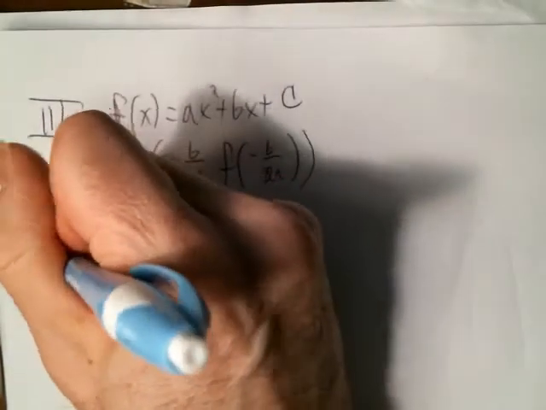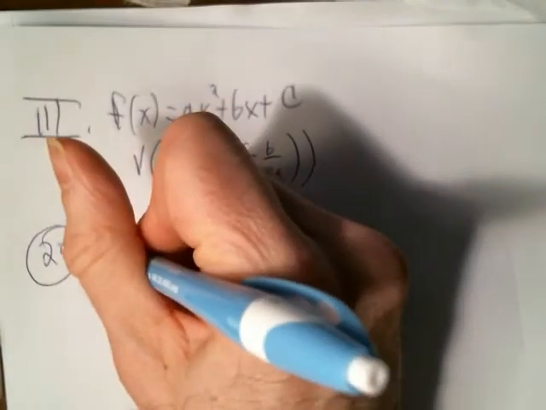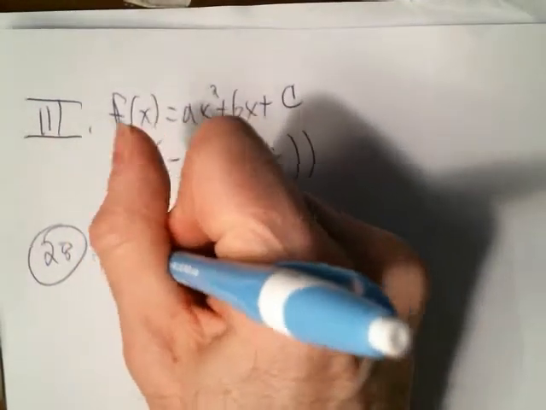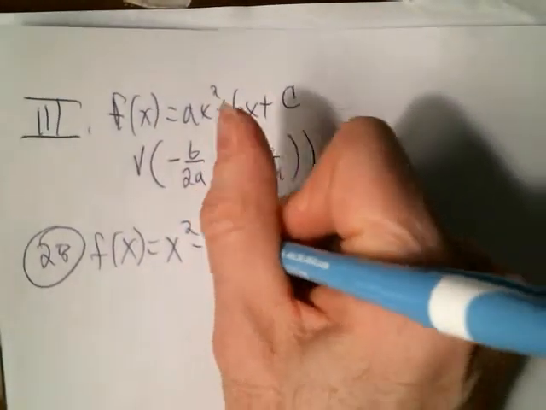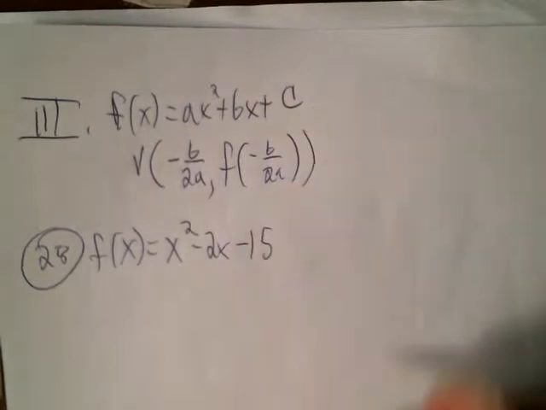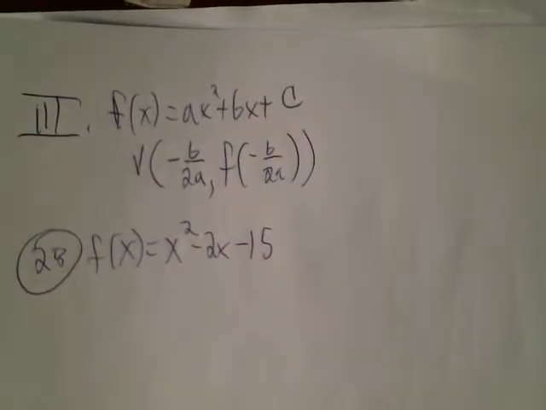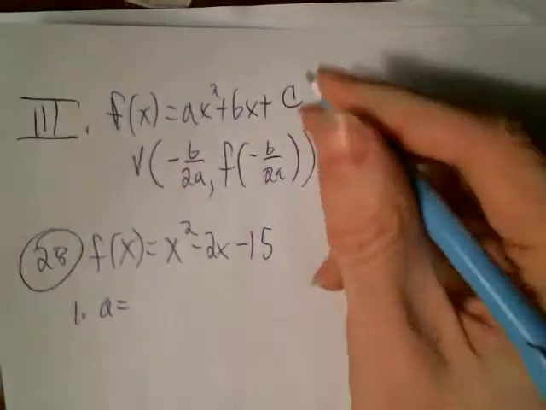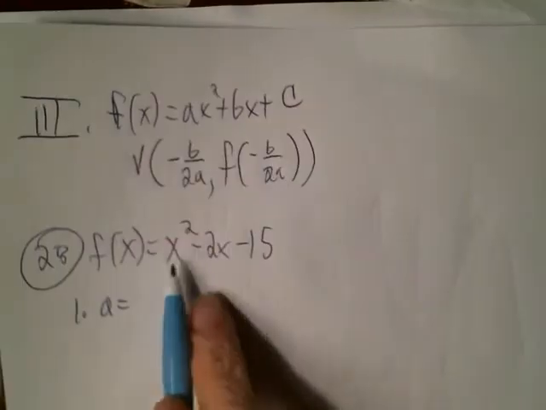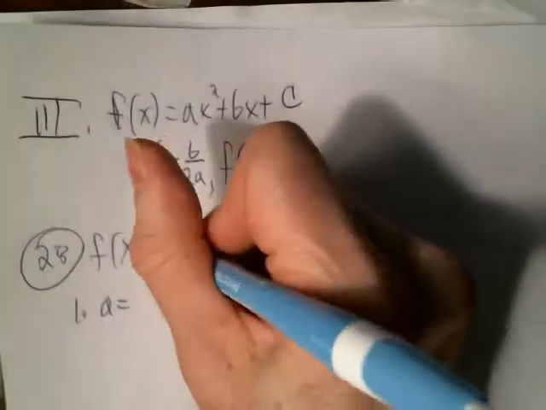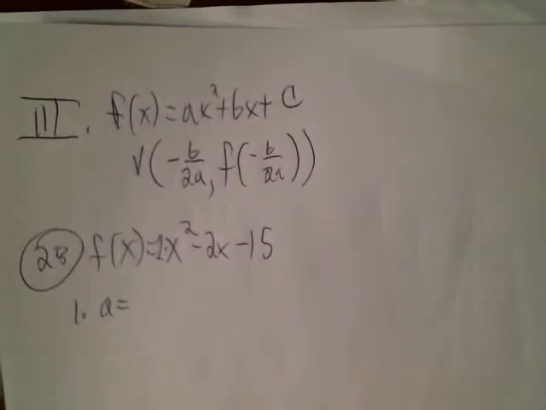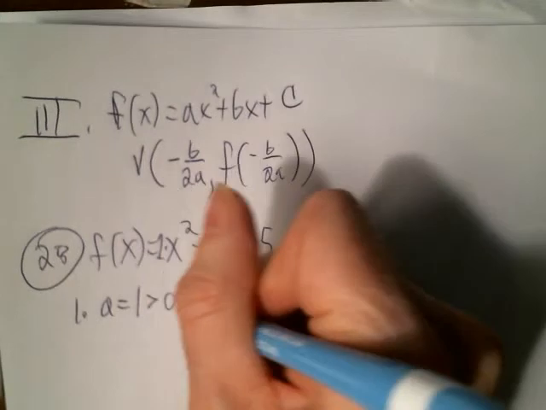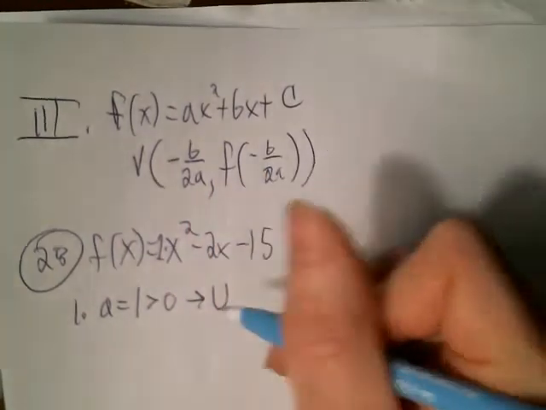Okay? So let's look. Here's 28. I have f of x is x squared minus 2x minus 15. Okay. So first off, the a value. The a value in this case is whatever's in front of the x squared. If you don't see anything, it's just 1. So a is 1. That's greater than 0. That means we have a happy face.